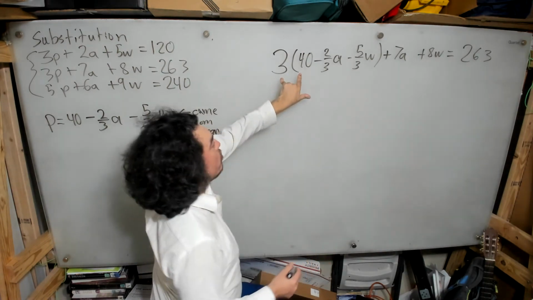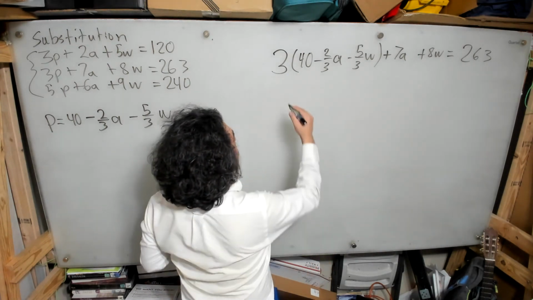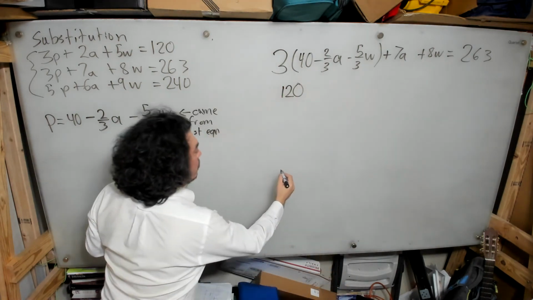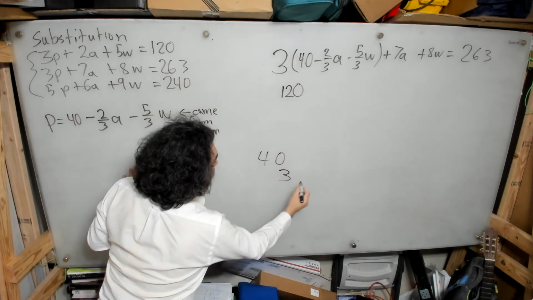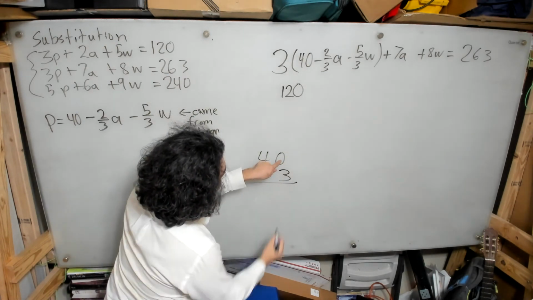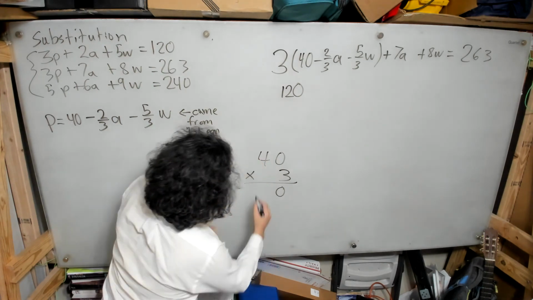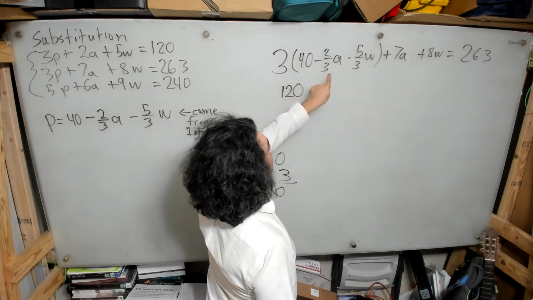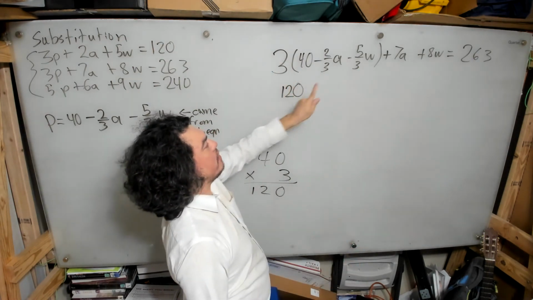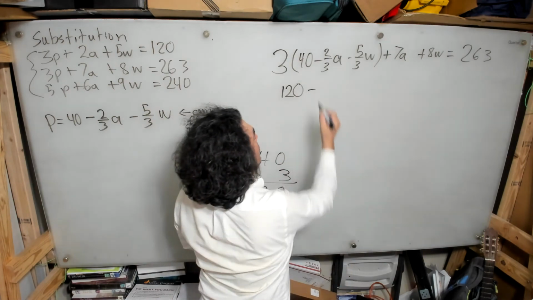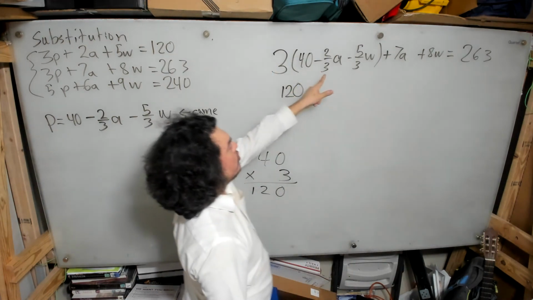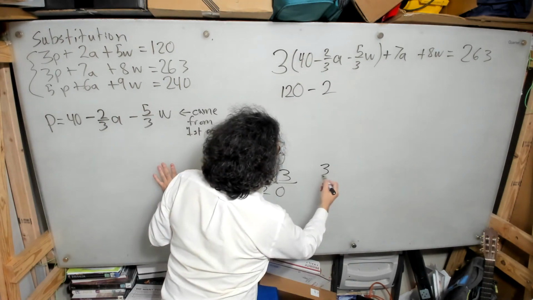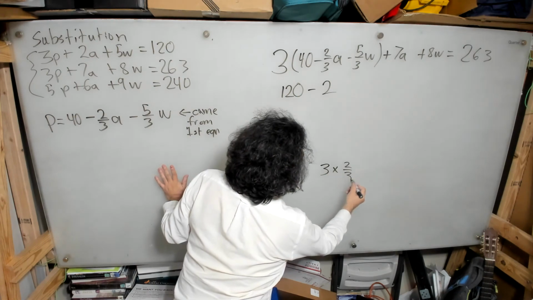So now 3 times 40, that's going to be 120. You could do that if you wanted on paper. You could say, okay, 3 times 40, 3 times 0 is 0, 3 times 4 is 12, and you can see it's 120. Now, what is 3 times negative 2/3? First of all, it's a positive times a negative, so I know whatever it is, it's going to be minus. And I claim to you that 3 times 2/3 is 2. Now let me show that to you here. 3 times 2/3.